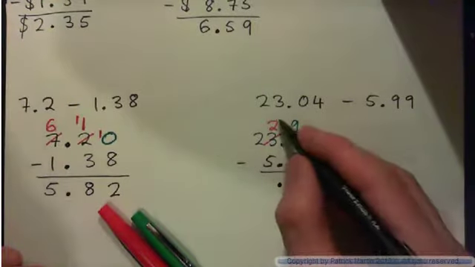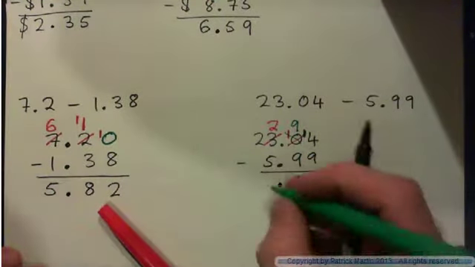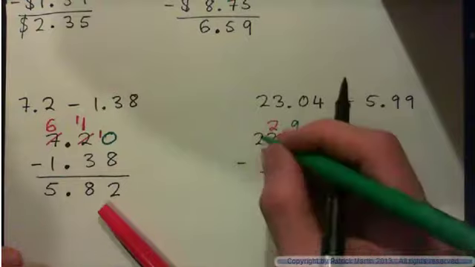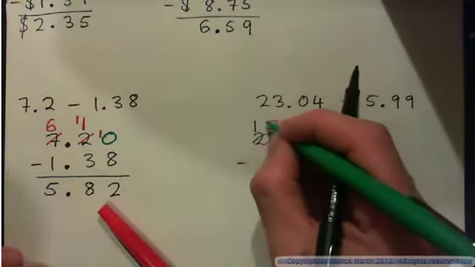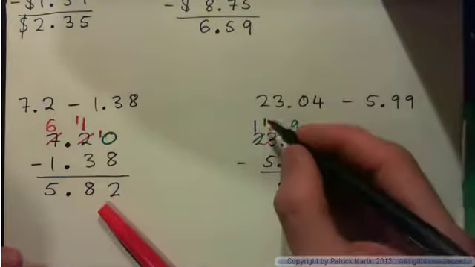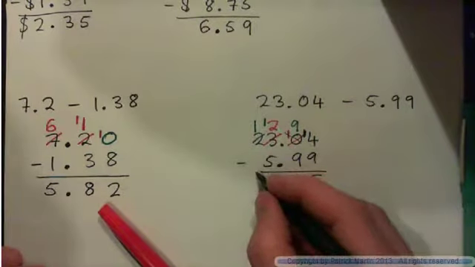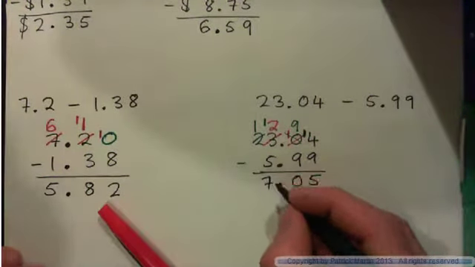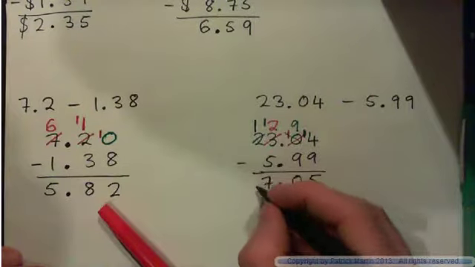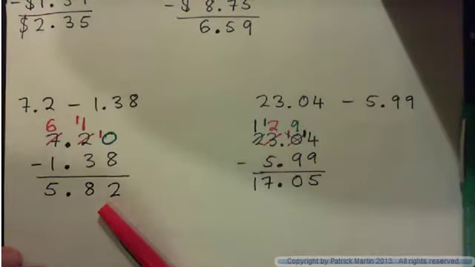Decimal point. 2 subtract 5 isn't going to work, so I've got to borrow from this 2. That becomes a 1 and put a 1 over here. So now we have 12. 12 subtract 5 is 7. And then we just have this 1 here. Okay? So 17.05.